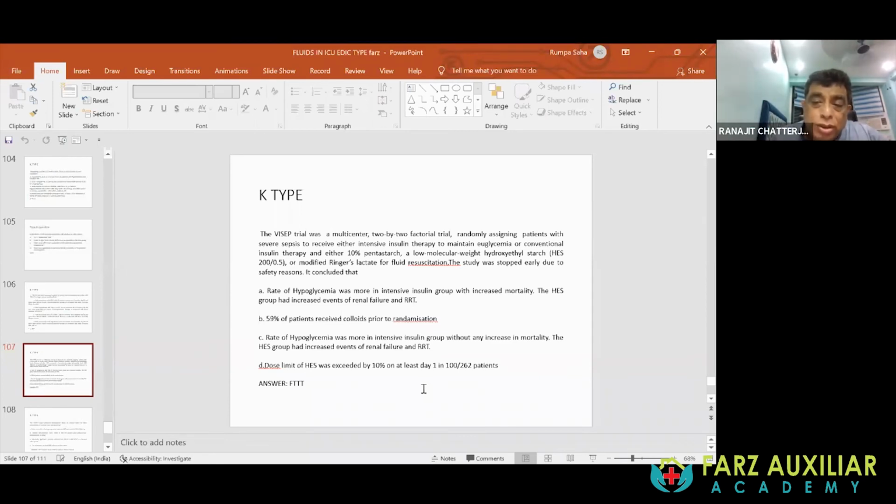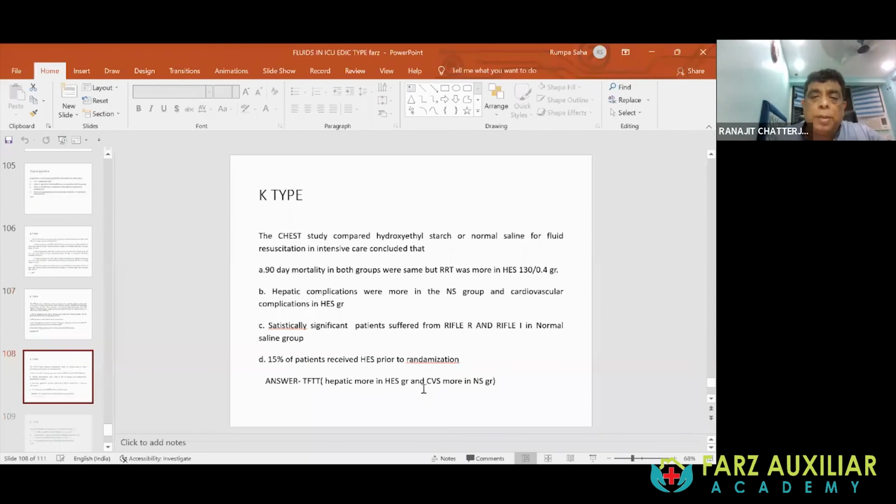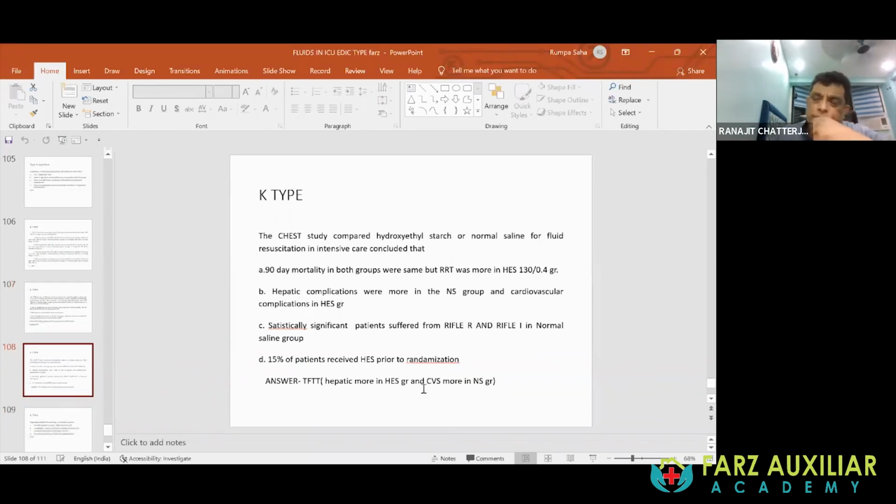No, there was no increase in mortality. The HES group has increased events of renal failure and RRT. So the first one is wrong because there is no increase in mortality. The third one is right. Rate of hypoglycemia was more in the intensive insulin group without any increase in mortality. The HES group had an increased incidence of RRT and renal failure. 59% of the patients received colloid prior to randomization, I told you. And the dose limit of HES was exceeded in 10%, at least on day 1, in 100 out of 262 patients. So these are important points on the VISEP trial.